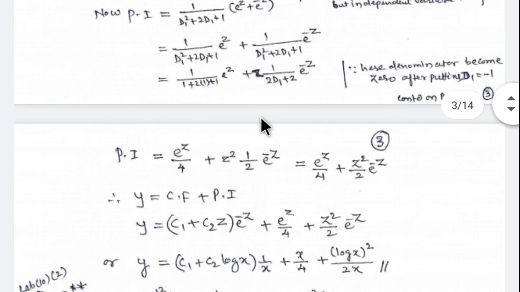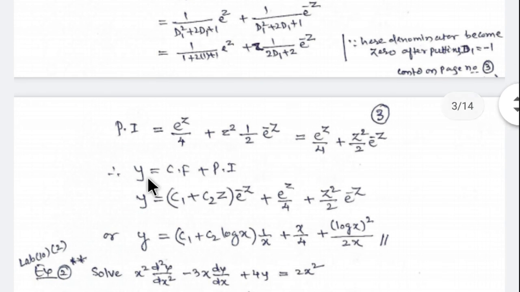Then simplifying the particular integral, you get e raised to z by 4. Here again, if you substitute minus 1, you get 0, so you multiply by one more z, so z into z becomes z square. Then you differentiate again with respect to D1 and get 1 by 2, so the D1 term is eliminated, into e raised to minus z. Directly simplify, it is not necessary to substitute since there is no D1. You get e raised to z by 4 plus z square by 2 into e raised to minus z. This is the particular integral.